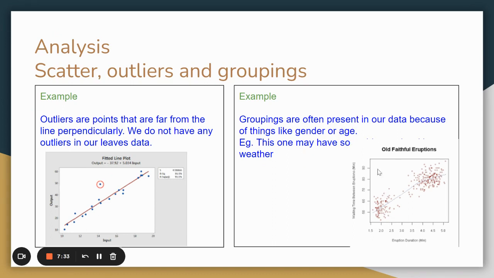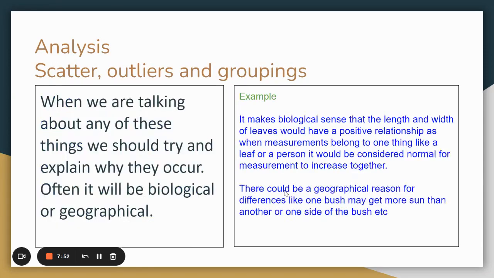This one about Old Faithful, so that's the geyser in Rotorua and eruptions there. So it may be to do with weather. These ones might be happening in the summertime, and these ones might happen in the wintertime. So I don't know. You've got to just think what kind of things could be to blame for these things. So when we're talking about them, we should try and explain what's caused them.